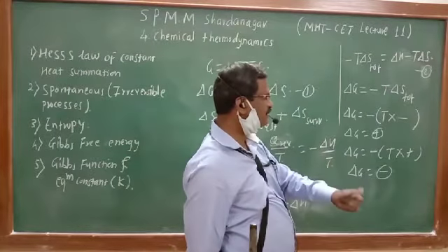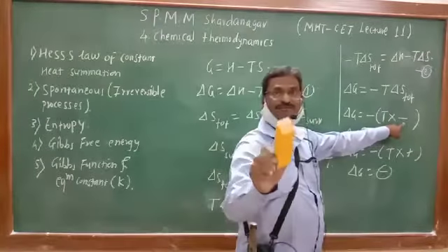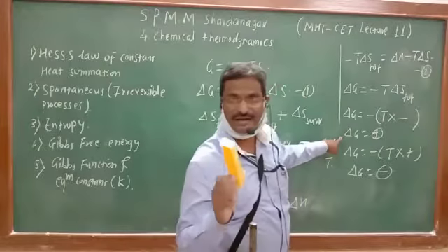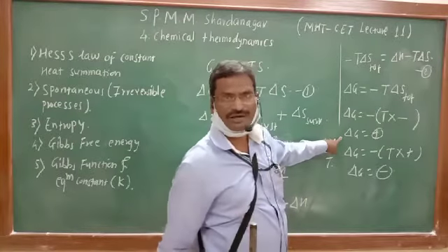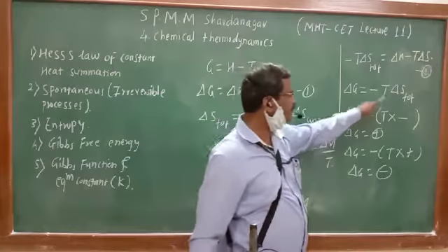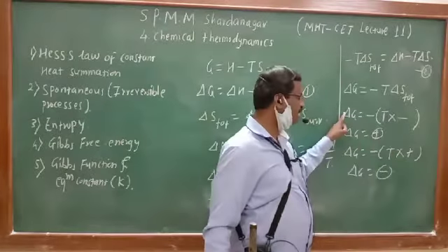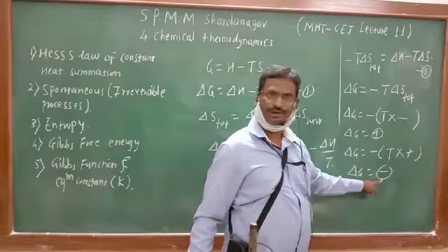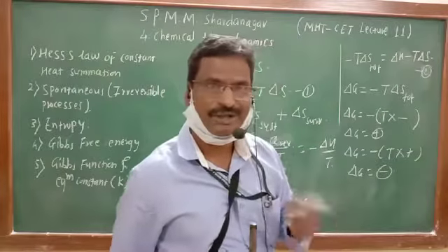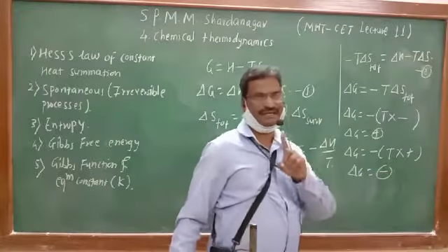It is considered that if delta S total is negative, the process is non-spontaneous, which means for a non-spontaneous process, delta G is positive or greater than 0. On the other hand, if delta S total is positive, at that time delta G will be negative. Delta S positive means the process is spontaneous. Therefore, for a spontaneous process, delta G must be negative.